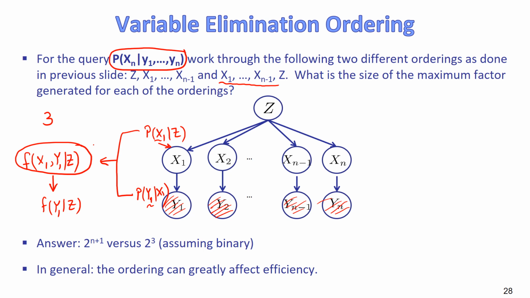Keep that in mind, and let's switch to the other order. Let's go through the order that starts with z. Okay, so I want to now eliminate z first. To eliminate z, we need to get all the factors that involve z. What are the factors that involve z here?